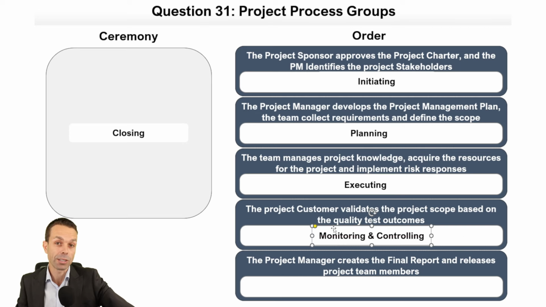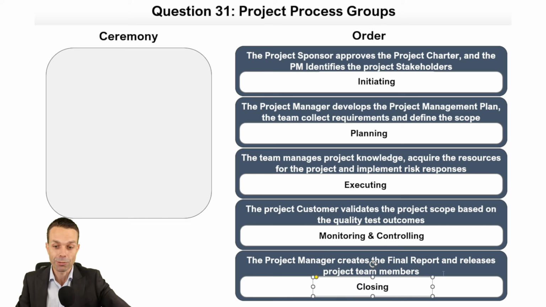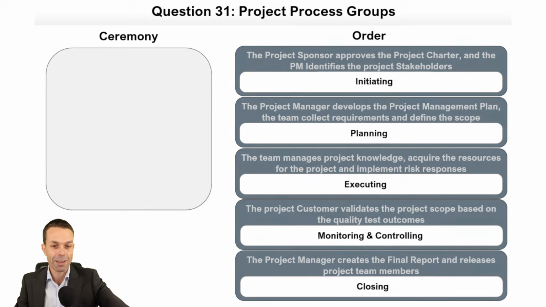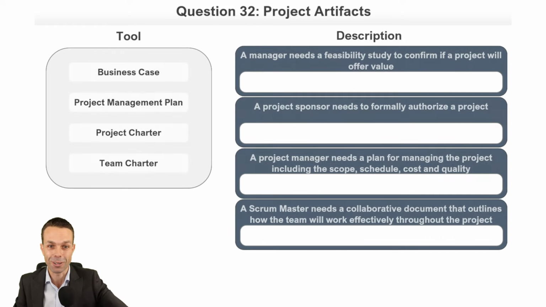So usually our project sponsor or the high-level project customer might approve of those things that we've delivered, and usually they use the test results to do that, just so that it's nice and easy. The last one is closing, of course, and where we create the final report. Let's have a look, and there we go. Process Groups Practice Guide, page 1, introduction, or basically this will come from all of the process groups. Very handy to know. All right, let's see what we've got next.